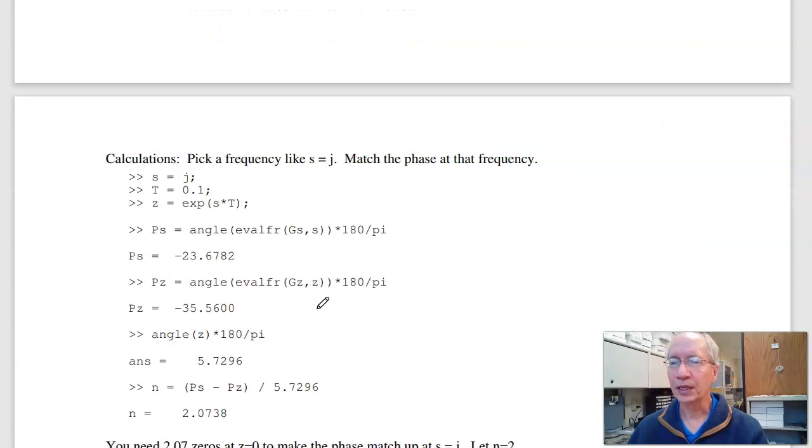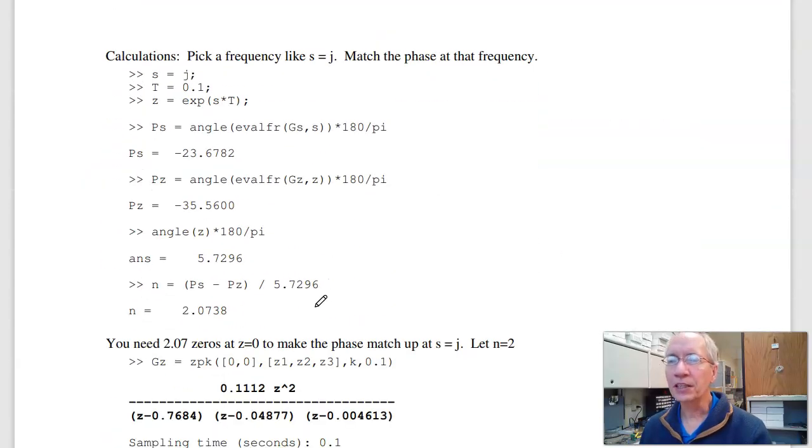That's perfectly fine. Another way is you can actually calculate it. Pick a frequency, I just chose 1 radian per second. Here is the phase of g of s, minus 23 degrees. This is the phase of g of z, minus 35 degrees. So there's too much delay in g of z. Every time I multiply by z, I add 5 degrees phase shift.